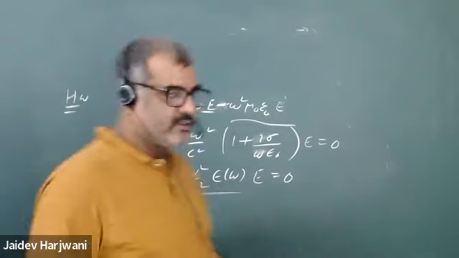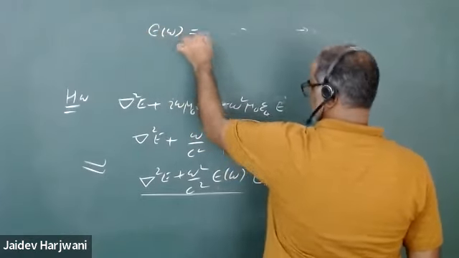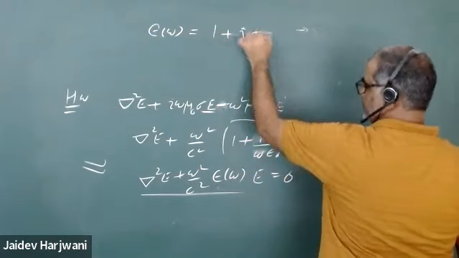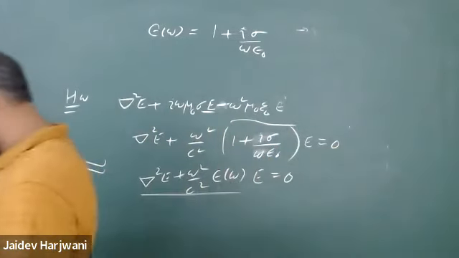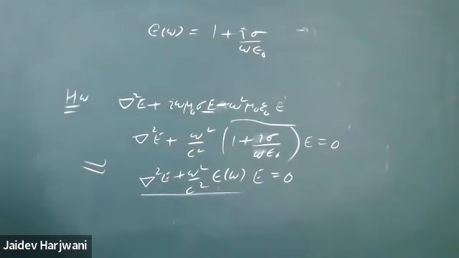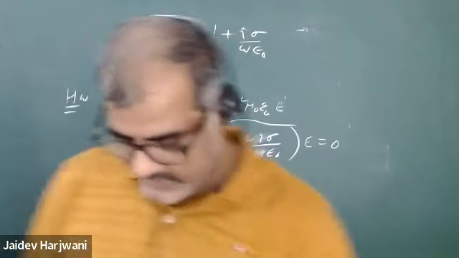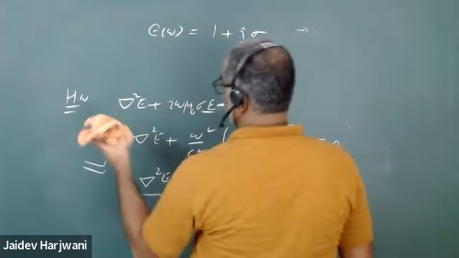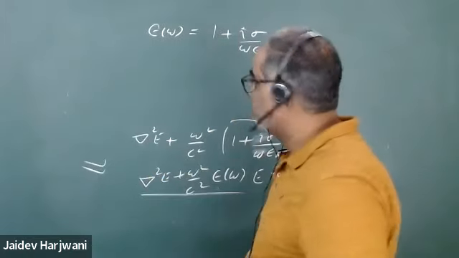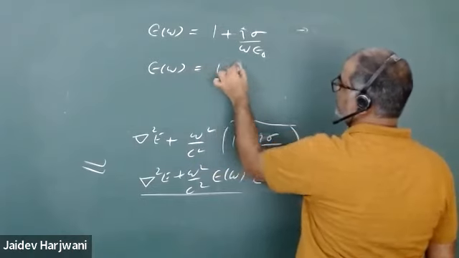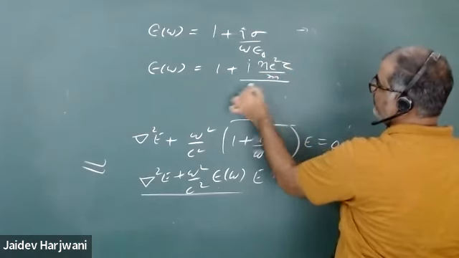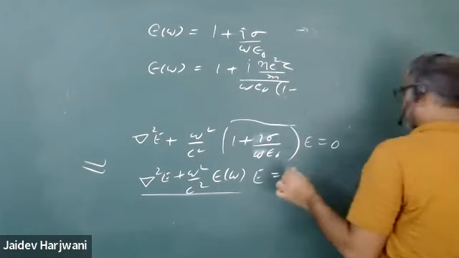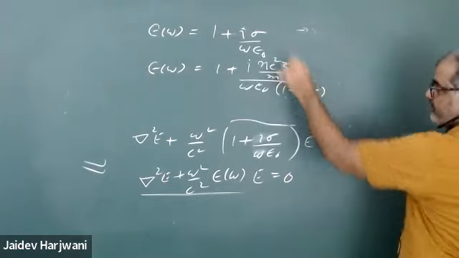Now I'm defining this epsilon W as 1 plus i sigma upon omega epsilon naught. Now you can put the values of sigma here. If you put the sigma values here, I can get epsilon omega equals 1 plus i, and we know sigma is n e square tau upon m, and we have omega epsilon naught, and we know this is 1 minus i omega tau if I put the conductivity values.